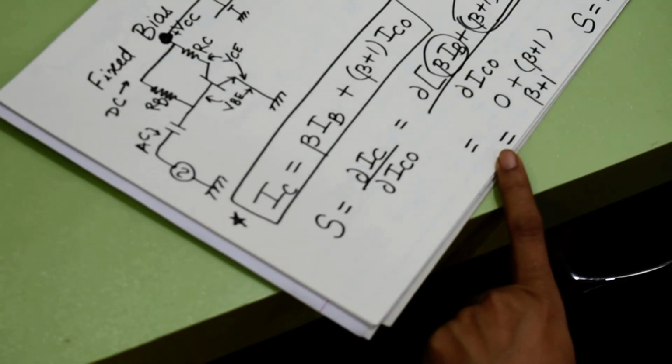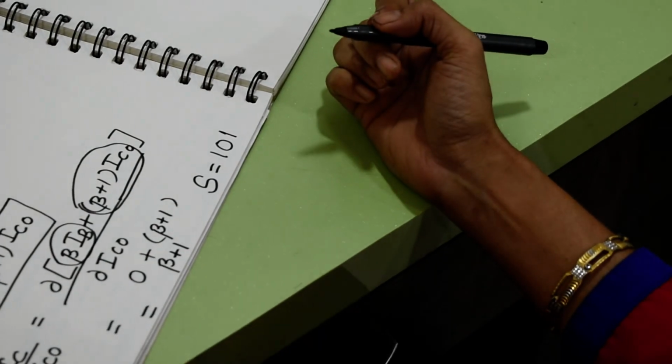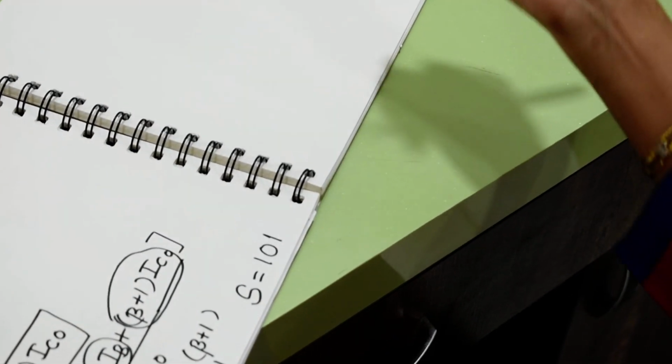So as explained previously, this is a poor stability factor. But yes, we have to also verify S dash and S double dash.